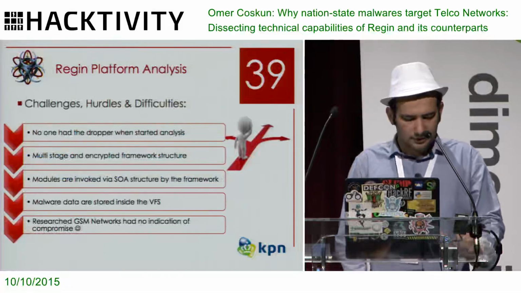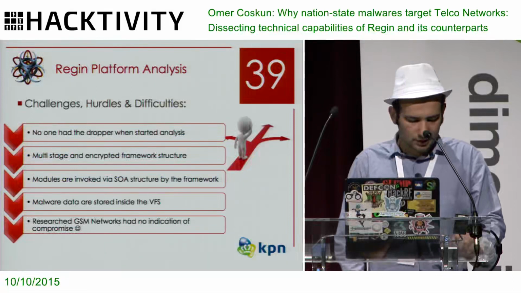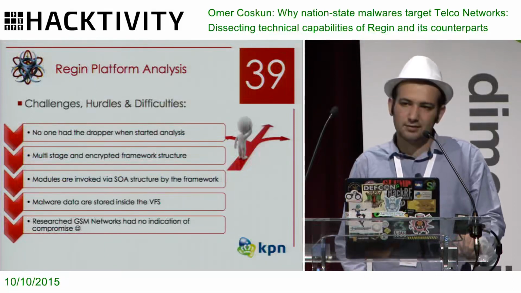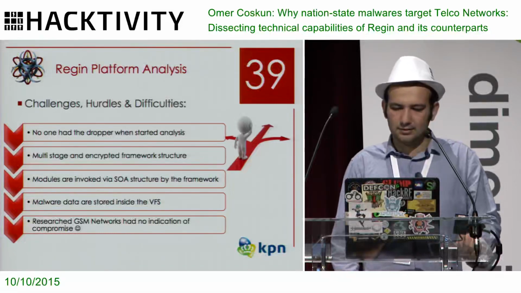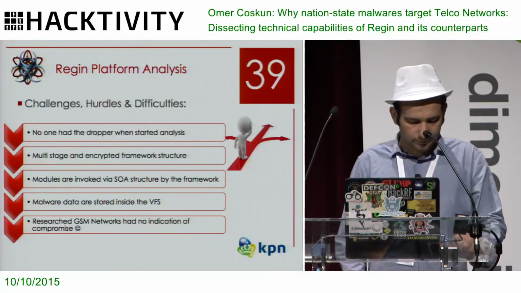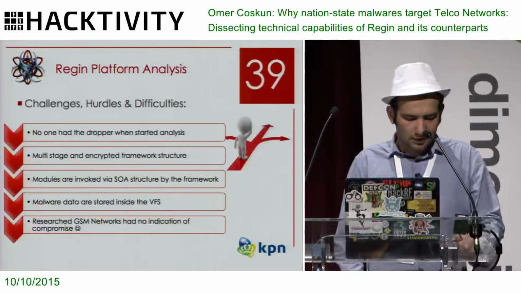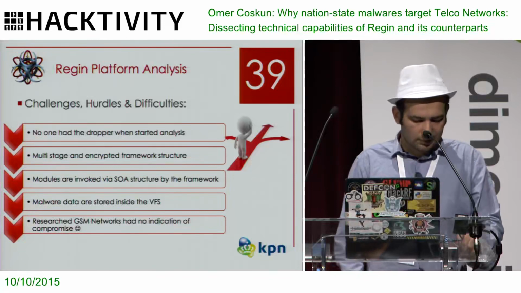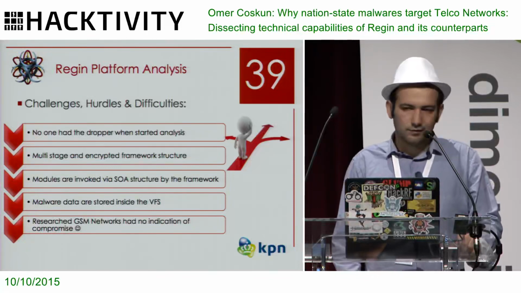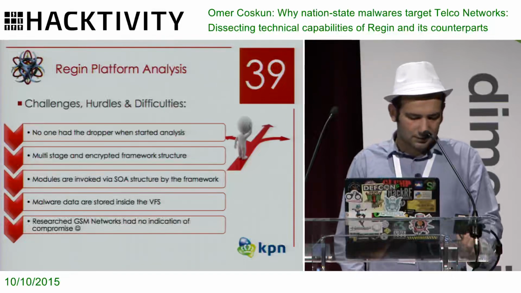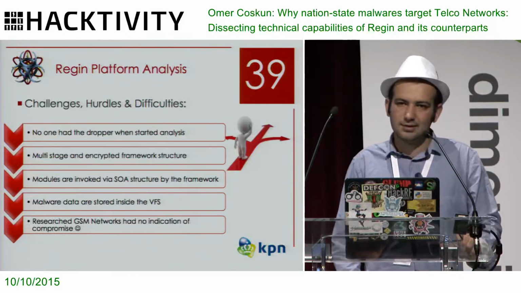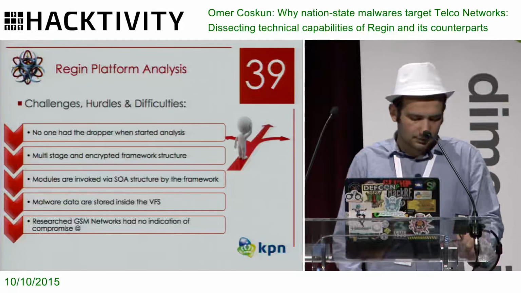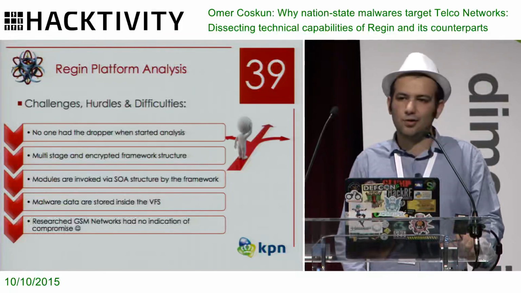So what were the challenges and hurdles of this research? No one had the dropper module at the start date of the analysis. It was a multi-stage, encrypted, very complex modular framework. Modules are invoked by RPC calls by the framework. Malware data are stored inside a virtual file system, and the encryption type was RC5, not commonly seen in malware implementations up until that time. And the researched GSM network had no indication of compromise.